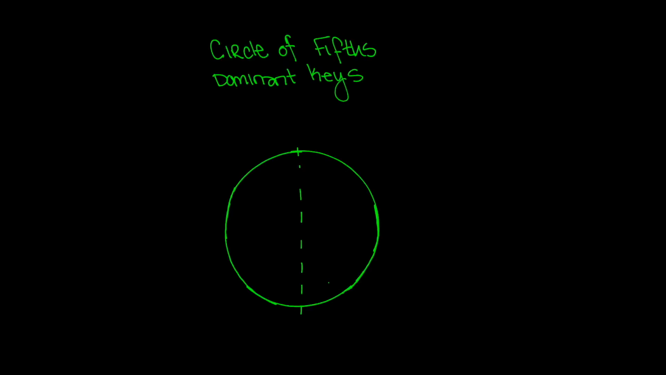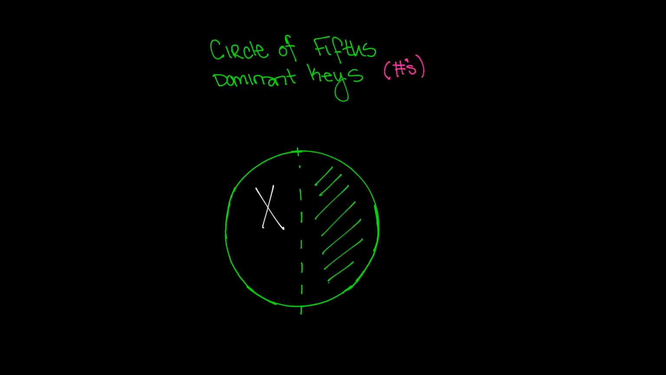In today's video, I'd like to take a look at the circle of fifths, and specifically talk about the dominant keys. The dominant key signatures are going to be the ones that really delve into the sharps. To be a little more specific, they're only going to encompass the right side of the circle of fifths, so we are not today going to be talking about the left side.